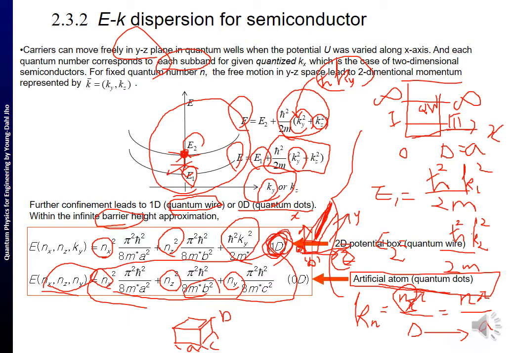The movement is 1D, right? But potential confinement is along 2D. So this is called a 2D potential box. Okay, but it is one-dimensional movement. Okay, this is zero-dimensional movement and a three-dimensional potential box. And it is sometimes called an artificial box, artificial atom.